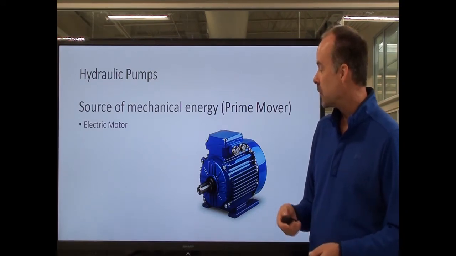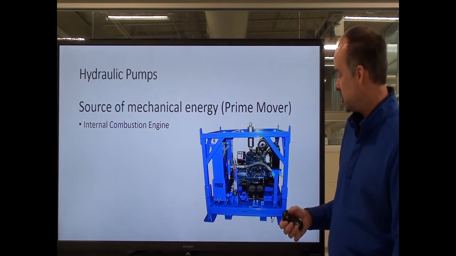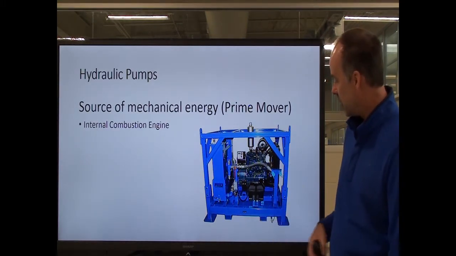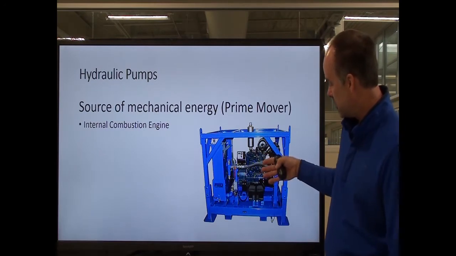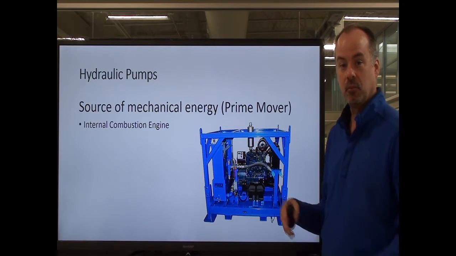and as it spins, the pump generates the flow from a hydraulic pump. The second type of prime mover is an internal combustion engine. It can be gas or diesel. This is just an example. We've got an engine here, and through this shaft, the hydraulic unit's back here behind there, where you're spinning your pump.